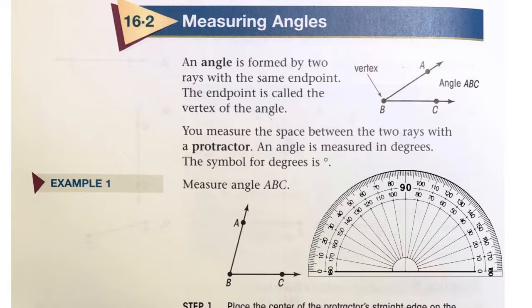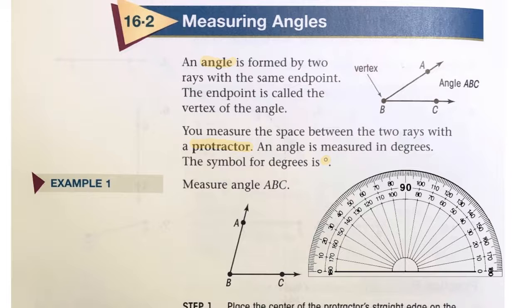Basic Math, Chapter 16, Section 2, Measuring Angles. An angle is formed by two rays with the same endpoint. The endpoint is called the vertex of the angle. You measure the space between the two rays with a protractor. An angle is measured in degrees. The symbol for degrees is this little circle up and to the right of the number.